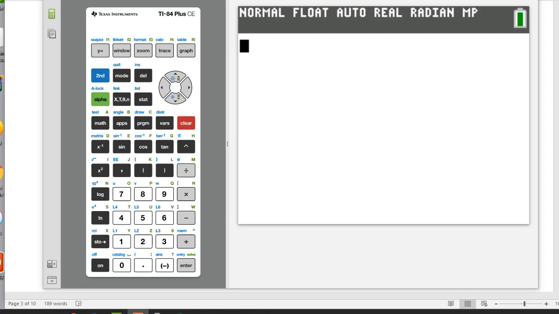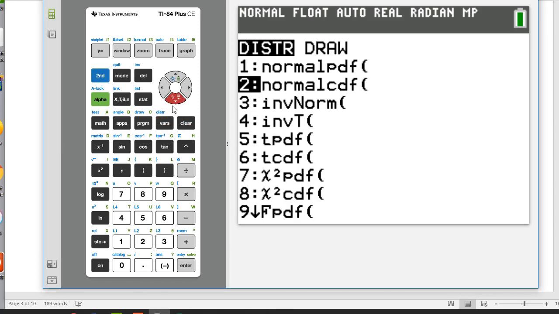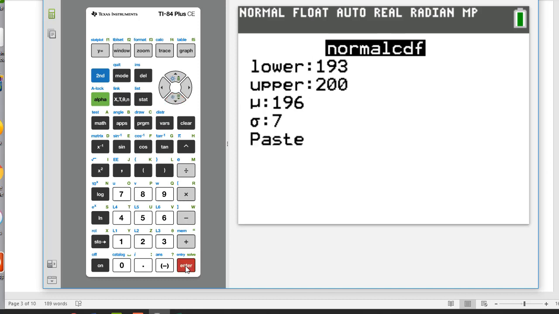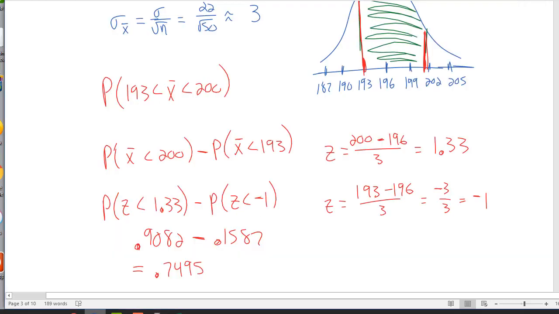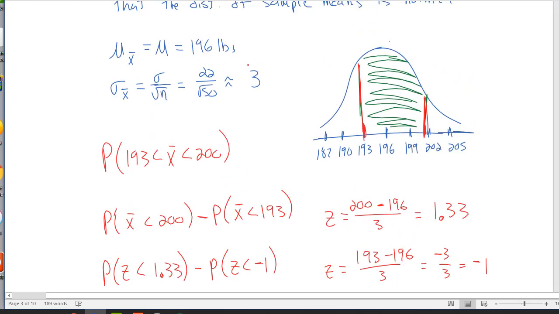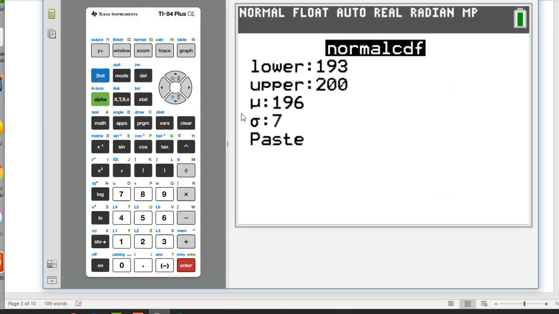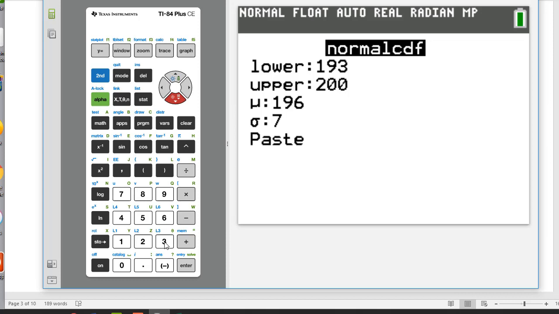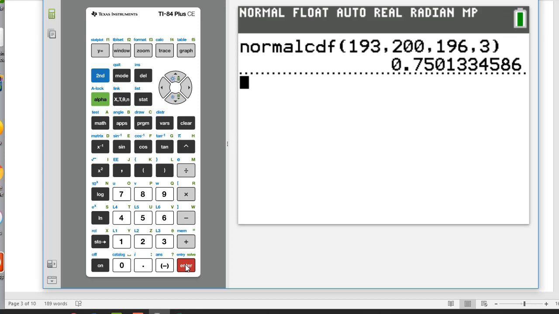Now, if I'm using technology to do this, and we talked about this in the prior video, I'm going to move a little quick. If I'm using a TI, I'm going to go to the distributions menu, so second vars, and I want a cumulative probability, normal CDF. My lower limit was 193, my upper limit was 200. My mean was 196, and my standard error, the standard deviation of my sampling distribution, was 3. So lower, upper, mean, standard deviation. I'm getting 0.7501.